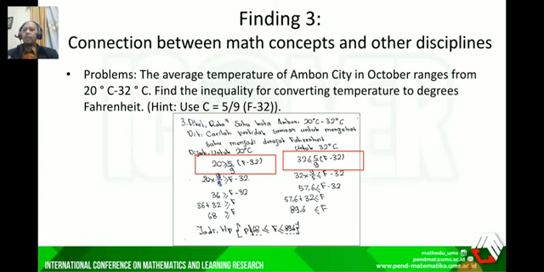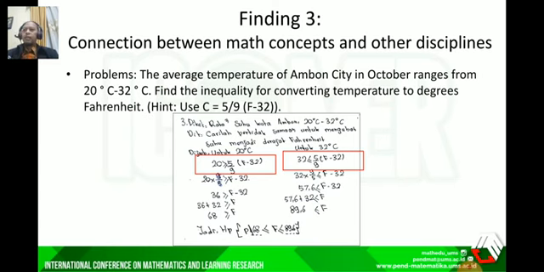In contrast, the medium and low categories could not solve the third problem. They found difficulties relating the topic studied, linear inequality, with physics.